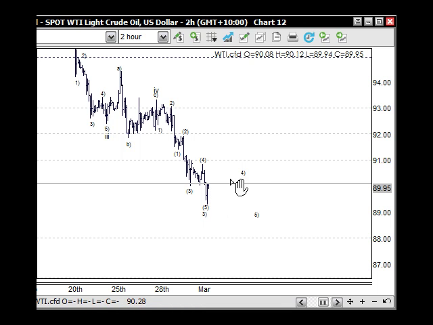But the normal case would be for it to pull back to the fourth wave of one lesser degree to this point here. So it's probably a good idea to expect some sort of consolidation there. Let's have a look at the dollar.